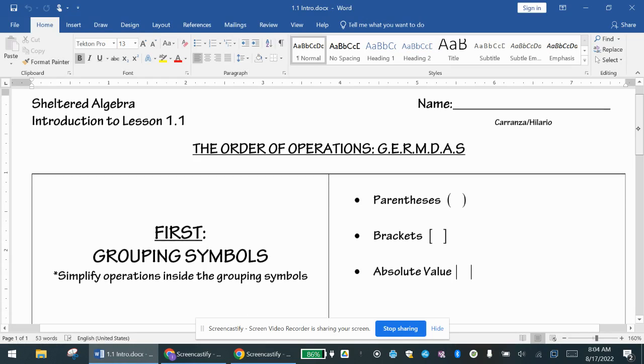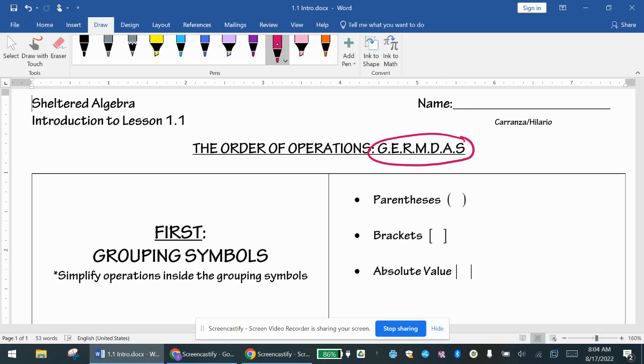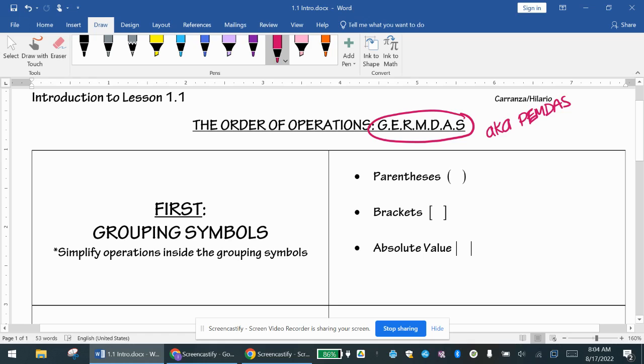So a lot of you guys maybe learned this as PEMDAS, okay? But you're going to see that I call it GEMDAS. So again, you would have learned this as PEMDAS. Now, the reason I call it GEMDAS is because the P in PEMDAS makes it sound like you're always just going to look for parentheses.